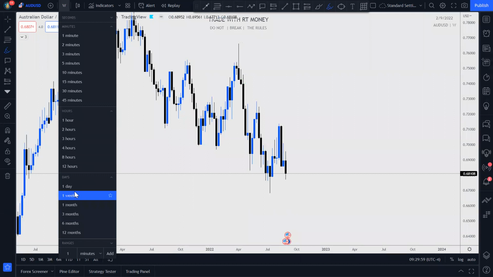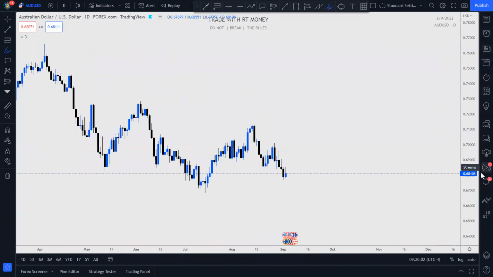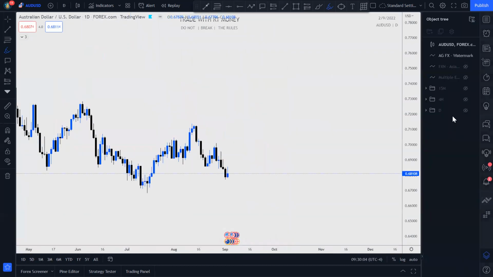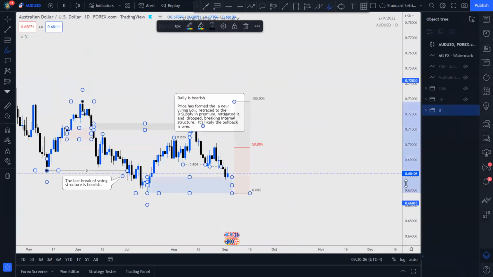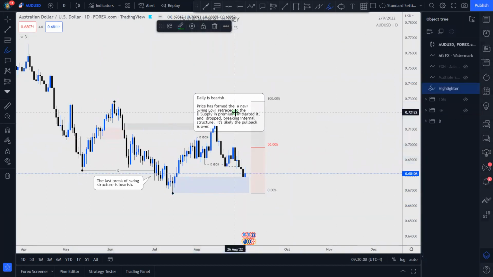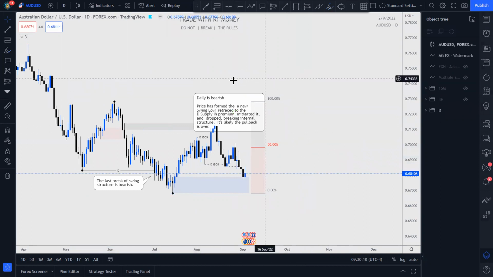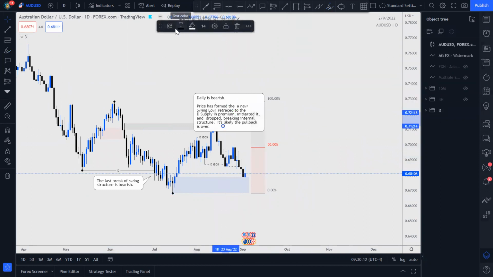Let's look at the daily. All right. I have some notations that I put on this. And you don't need to see all of this, because I'm going to talk you through it. See, boom, boom, and we can hide those.